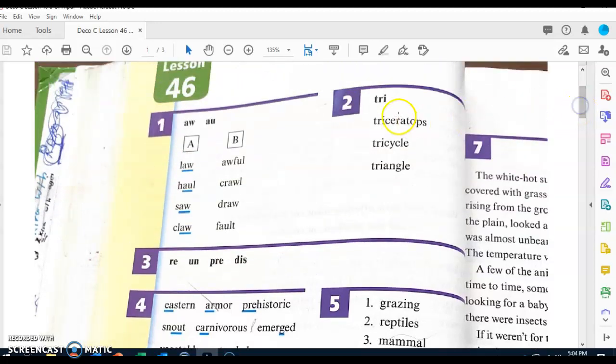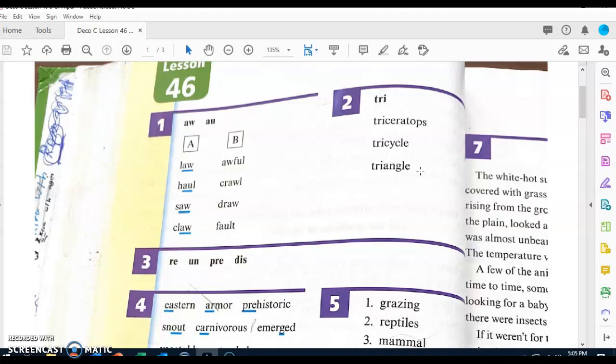Now let's go ahead and look at part 2. Tri means 3. Touch the first word in column. That word is triceratops. What word? Triceratops. Touch the next word. What word? Tricycle. Everybody touch the next word. What word? Triangle.